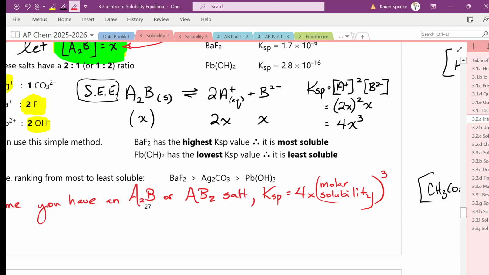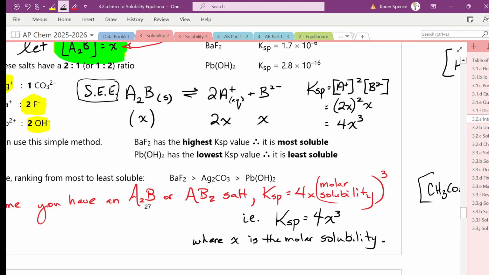Yes? And normally what we'll do is we'll say, because that's awkward to write, KSP is equal to 4x cubed, where x is the molar solubility. Now this is lovely, beautiful. Use this to death in the multiple choice section, yes?